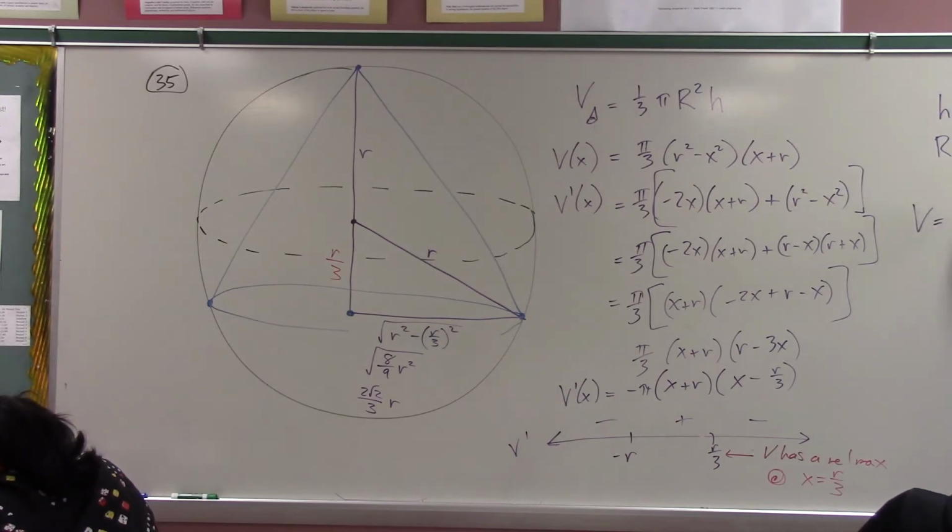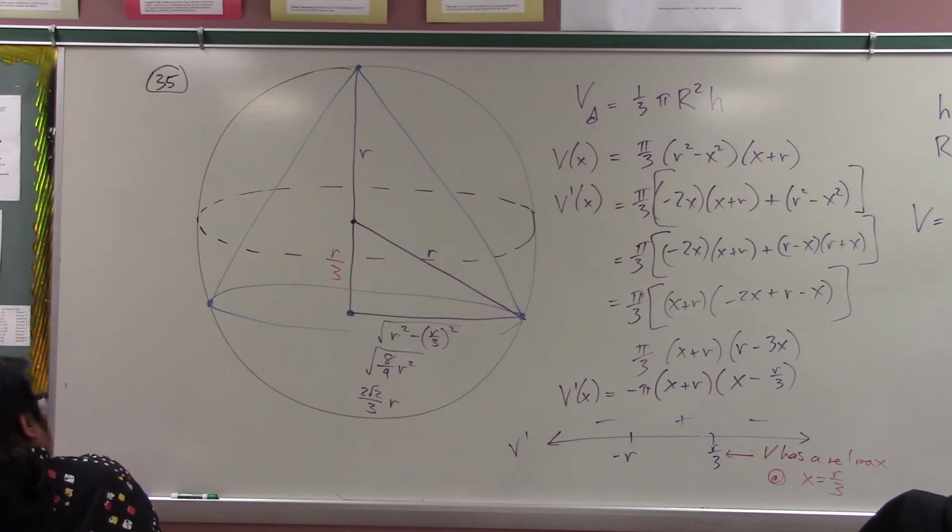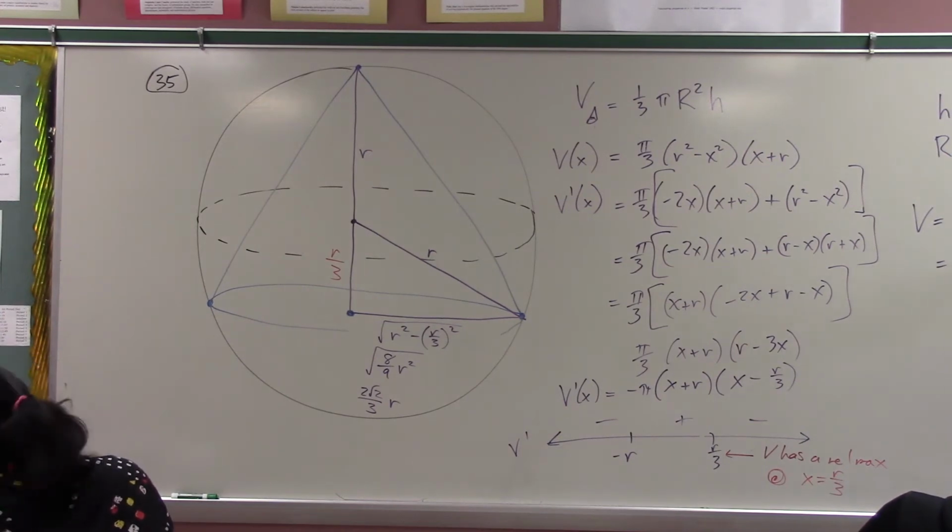What's the volume? It's 1/3 pi times the radius squared, which becomes 8/9 r squared, times the height, which is 4/3 r. And so my overall volume is 32 pi r cubed over 81.